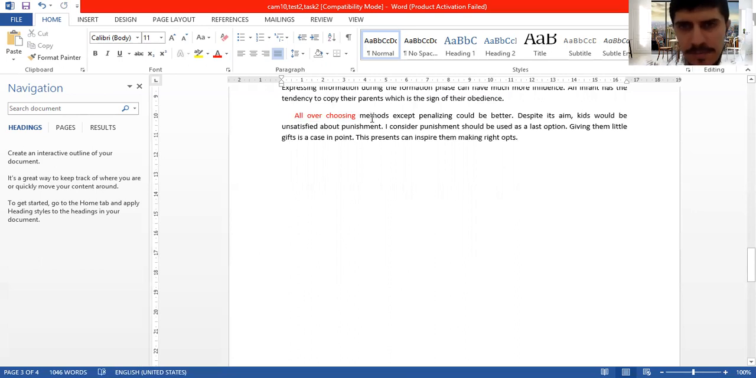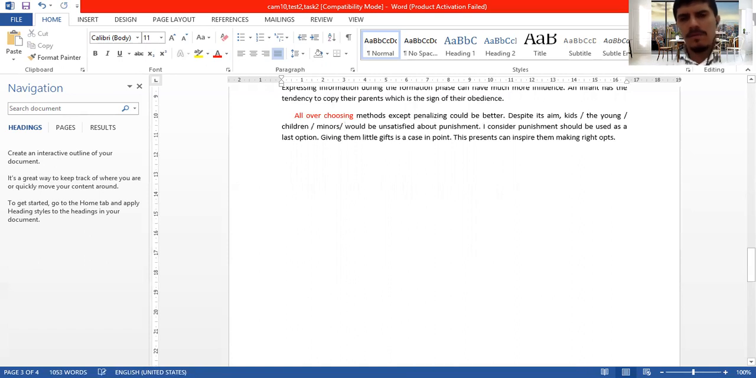All the choosing methods except penalizing could be better. Despite its aim, kids would be, so instead of kids we could say the young, or children, just children, or minors. Despite its aim, minors would be unsatisfied about punishment. I consider punishment should be used as a last option. So probably you'd like to say all in all, I don't know. You've got to tell me, I'm still thinking about it.